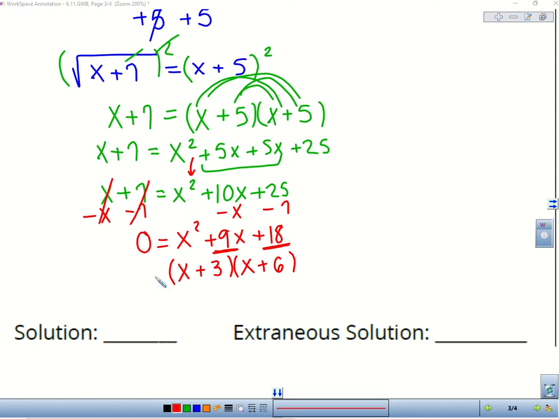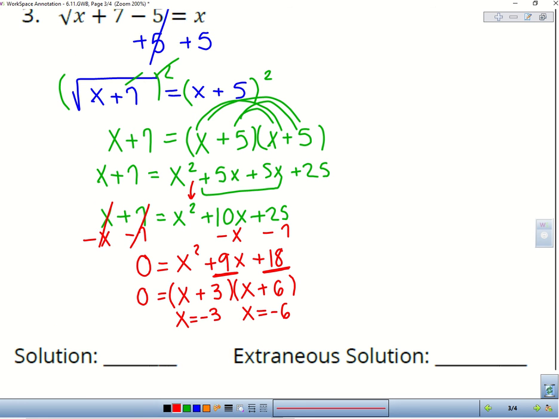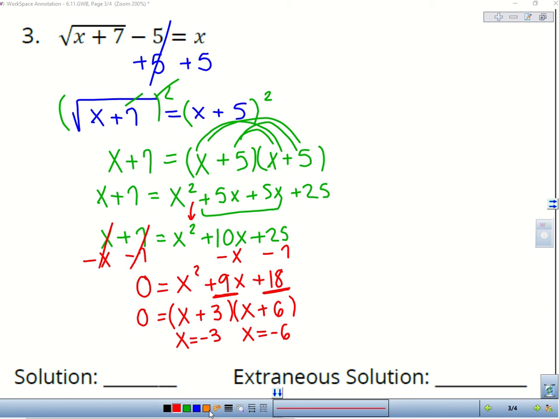Now, how can I find the answer to each of these? I can set each of them equal to 0, which gives me x equals -3 and x equals -6. Good, but we're not done because what do we have to do with them? Input them. Yeah, I have to plug them back in to verify if they are solutions or not.